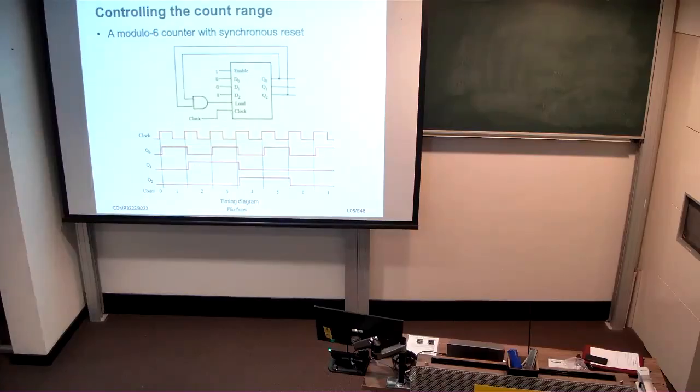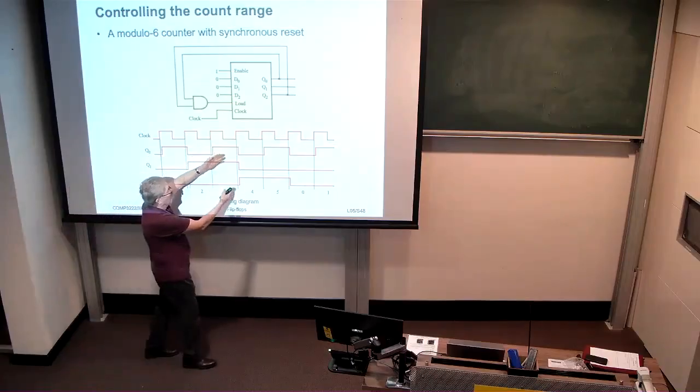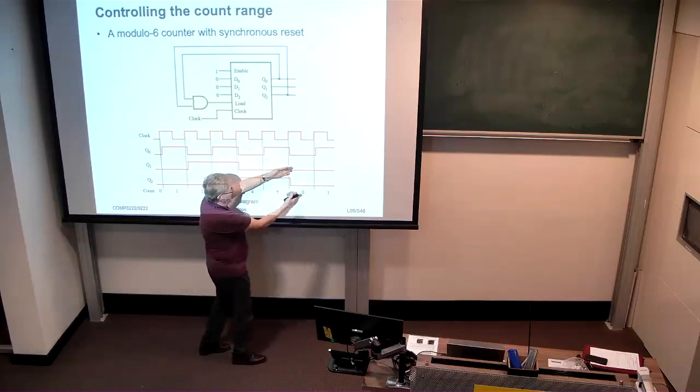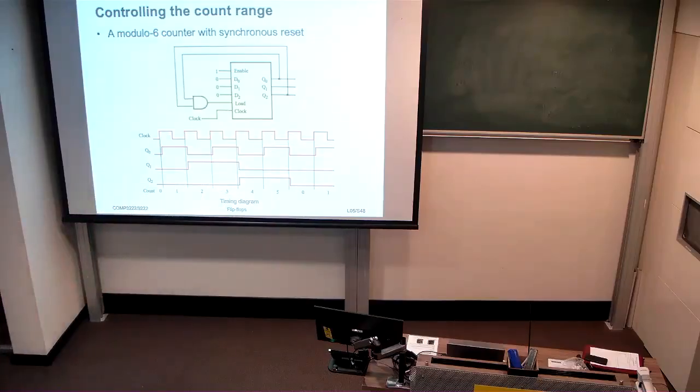Here's a design for a counter that can count up to 5 and then it clears itself. Why? Because when we get to 5, this AND gate is asserted and asserts the load signal, and the value that gets loaded is 0. So we see this counter counting from 1, 2, 3, 4, 5, then back to 0. It's a synchronous load.